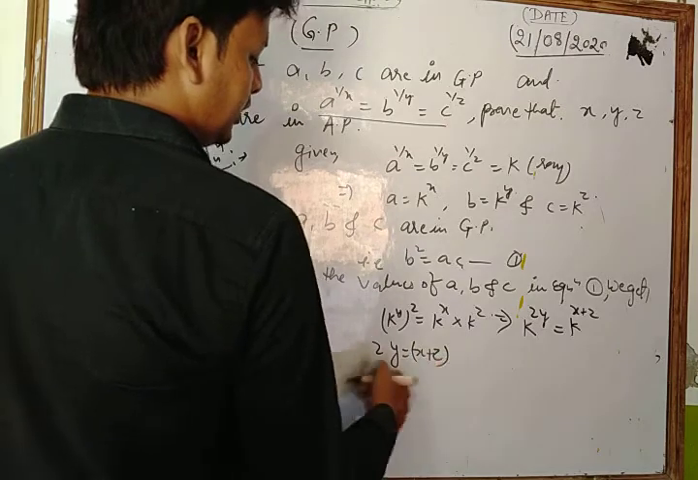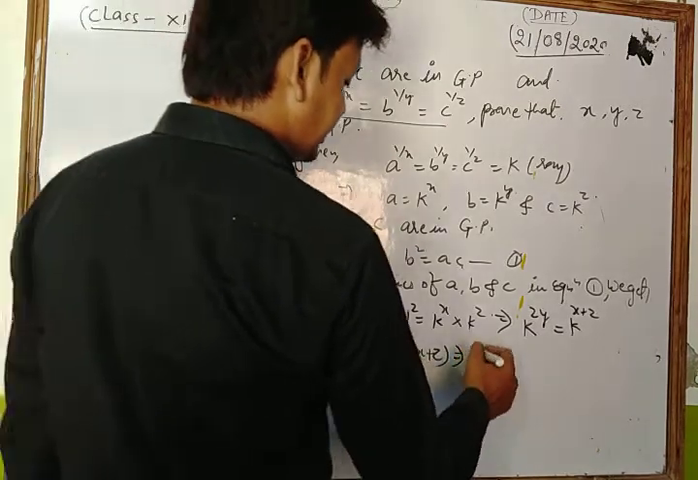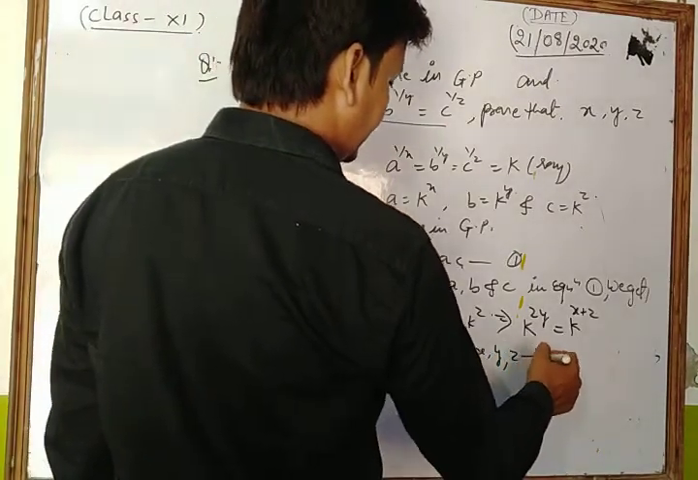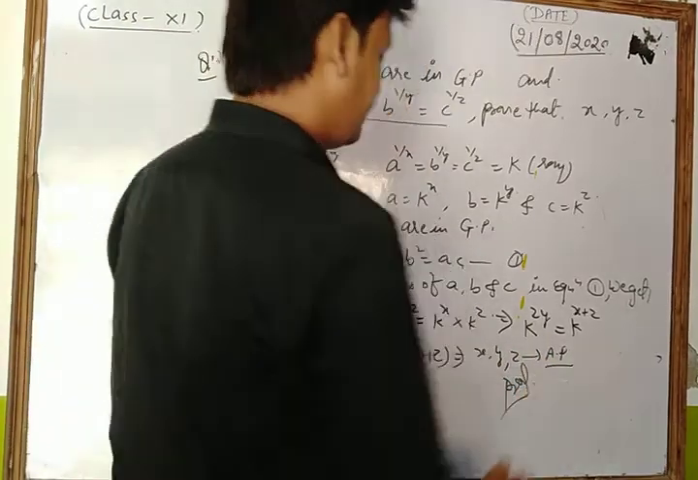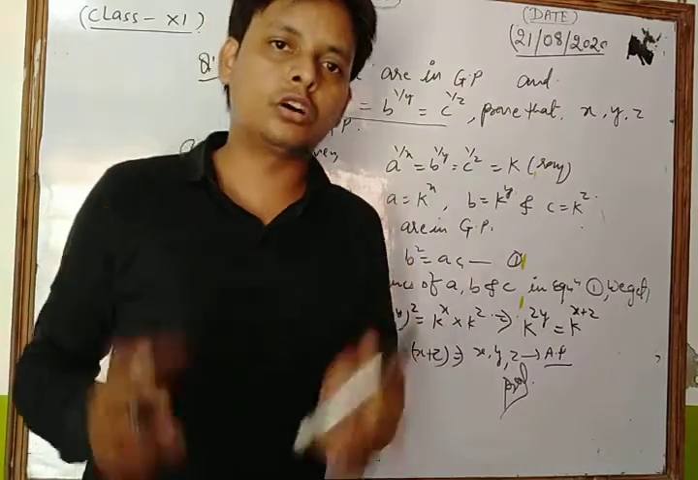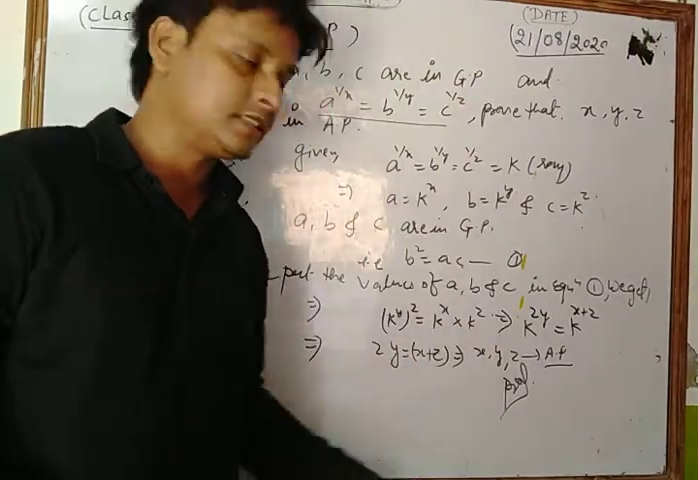So we can say that 2y is equal to x plus z, that is, x, y, z are in AP. Hence proved. So dear students, you can solve that type of questions in this way.